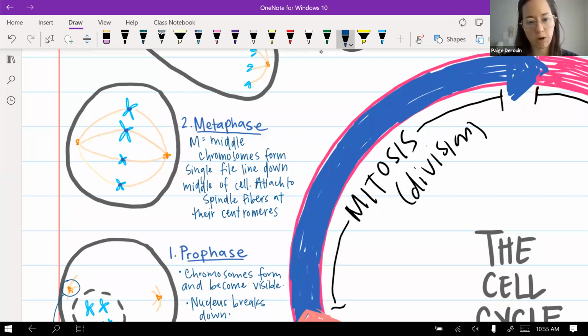So a couple vocab review words there. Spindle fibers are these light orange, spider webby things. They're made of proteins. They attach to the middle of the chromosome, and the middle of the chromosome is the centromere. So the dark blue dots are the centromeres. And then you can see in this picture, there is no nucleus anymore because it broke down. And that's metaphase. So if they're all in the middle, it's metaphase.